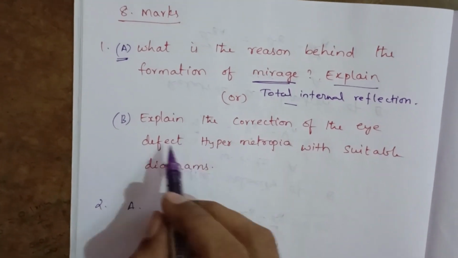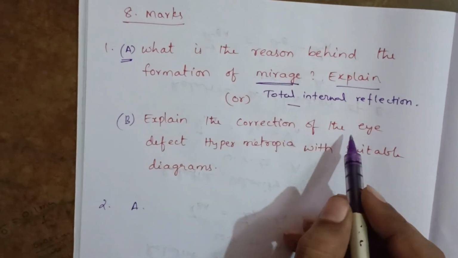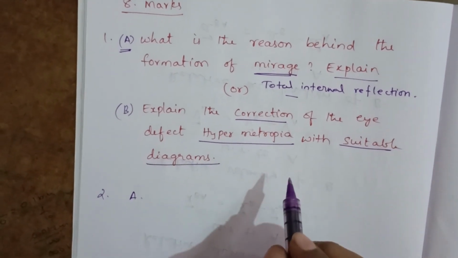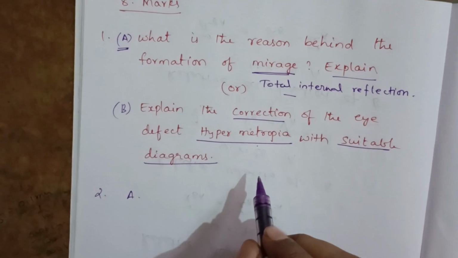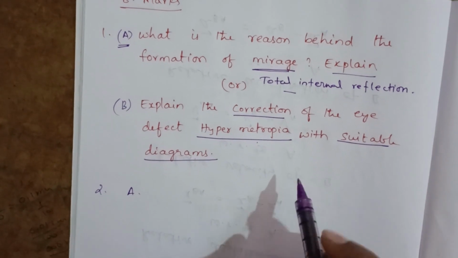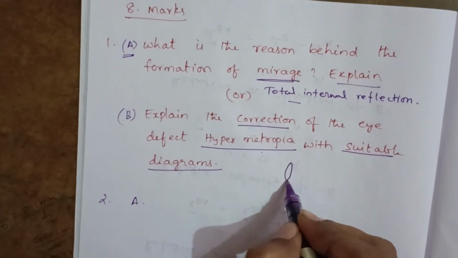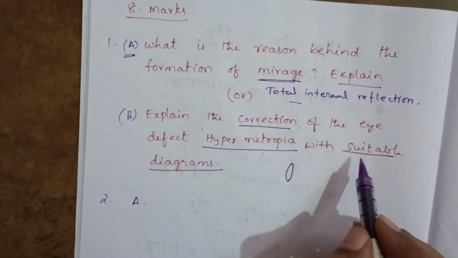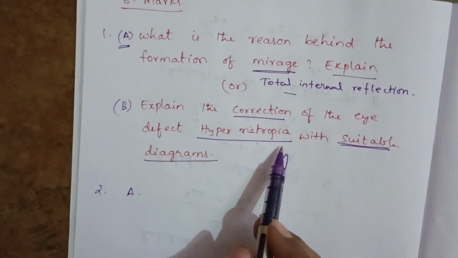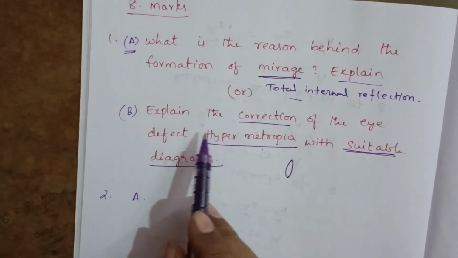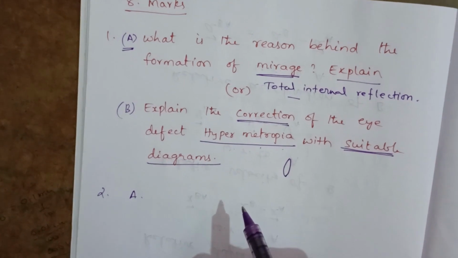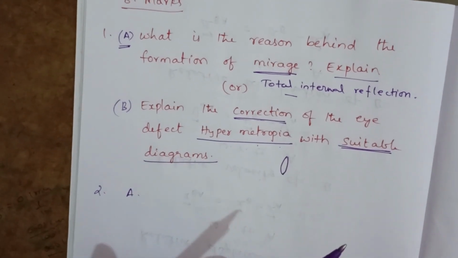Okay. Now for that option, the second question is: explain the correction of the eye defect hypermetropia. Here they only asked for correction with suitable diagrams. Only correction. Hypermetropia means far-sightedness. We are able to see far objects but cannot see near objects. So to correct this defect, we should use a biconvex lens. For the complete explanation, I have given a video on eye defects, hypermetropia. There I have explained the defect also. You should see the correction here. Okay, if you learn both, whatever they ask you will be able to answer.